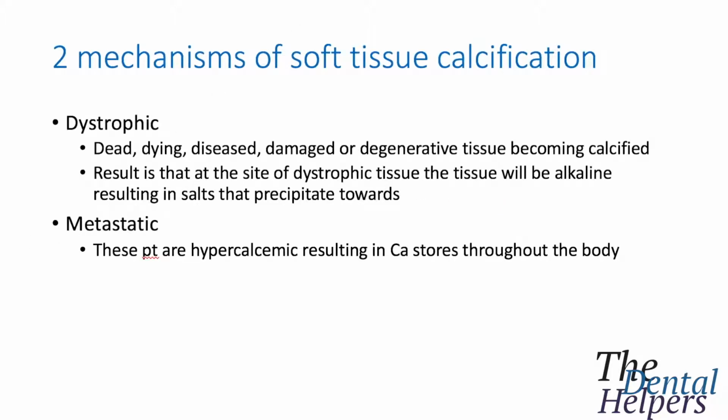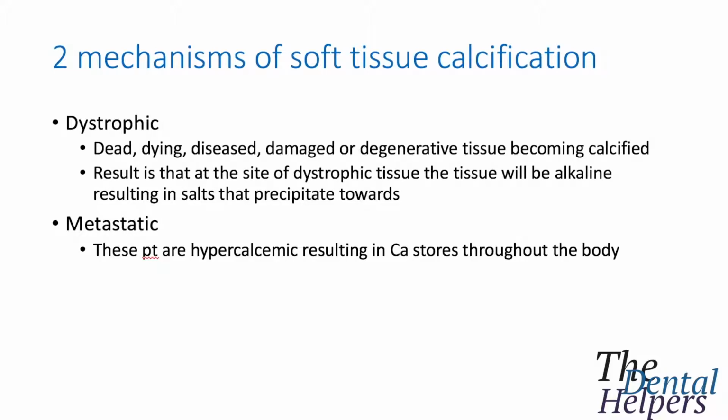We're going to look at differential diagnoses in terms of radiology. There are two mechanisms of soft tissue calcification. First is dystrophic, the other is metastatic. In the dystrophic case, it's basically dead or dying tissue that becomes calcified.